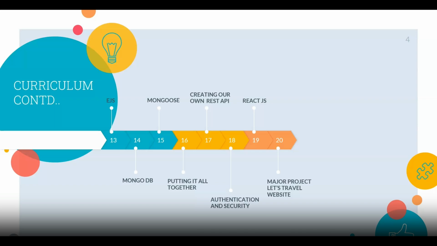Next one is authentication and security. So in this section, we will see what are the different levels of security and how we can implement this concept of authentication and security on our own website in order to make it more secure. After that, we have React.js. So in this section, we will see what is React.js, how we can set up environment for writing some React.js code, and how we can create our front-end design using React.js.